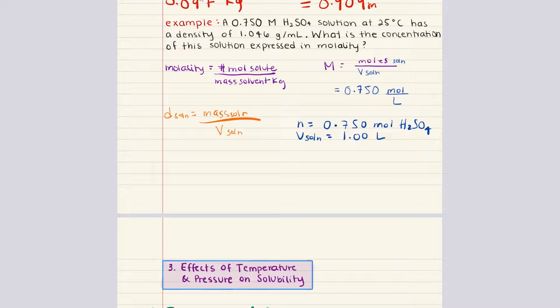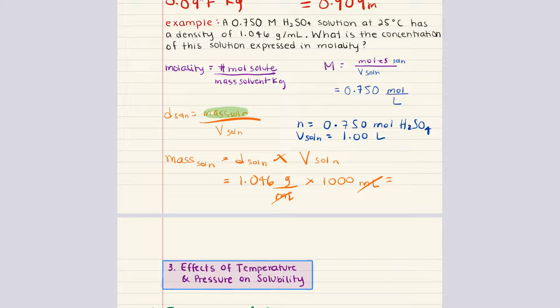If we're trying to figure out the mass of the solution, we can rearrange this equation. Mass of the solution is going to be equal to the density of the solution multiplied by the volume of the solution. The density of the solution is 1.046 grams per milliliter. And the volume of the solution we said is 1 liter, which is equal to 1,000 milliliters. And we want to write it as 1,000 milliliters so our units cancel out and we get the mass of our solution in units of grams.